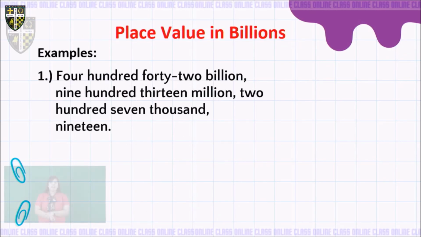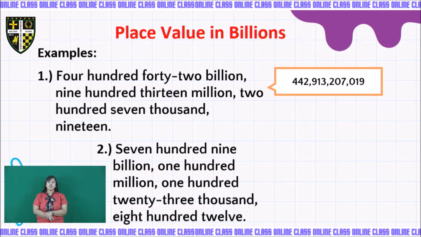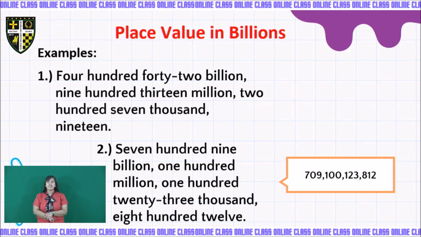And for billions, we have 442,913,207,019. And we have 709,100,123,812. So for the first one, we can write it as 442,913,207,019, or 442 space 913 space 207 space 019. And for the second one, we have 709,100,123,812.